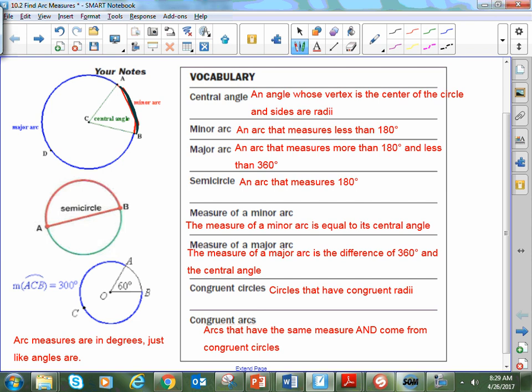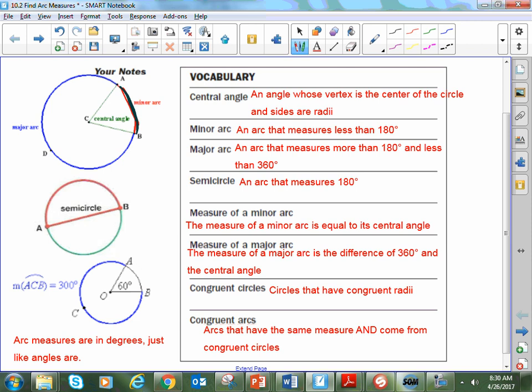Well, that arc, there's two ways that we measure it. We have an arc measure, which is in degrees, just like an angle is. Then we have arc length, which is, well, physically, how long would it be if we had to walk from point A to point B along the circumference of the circle? And they're different. Arc measure is done in degrees. Arc length would be like in feet or inches or kilometers, something like that. It would be a linear unit of measure.